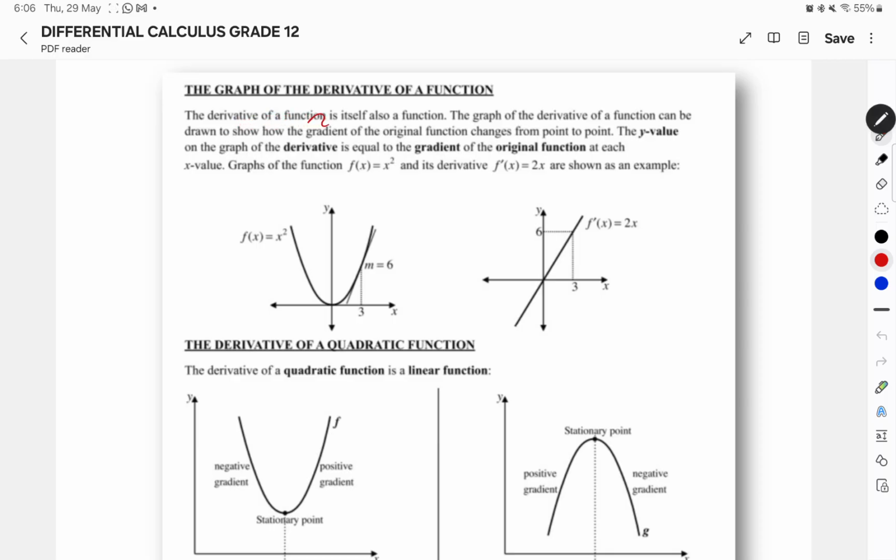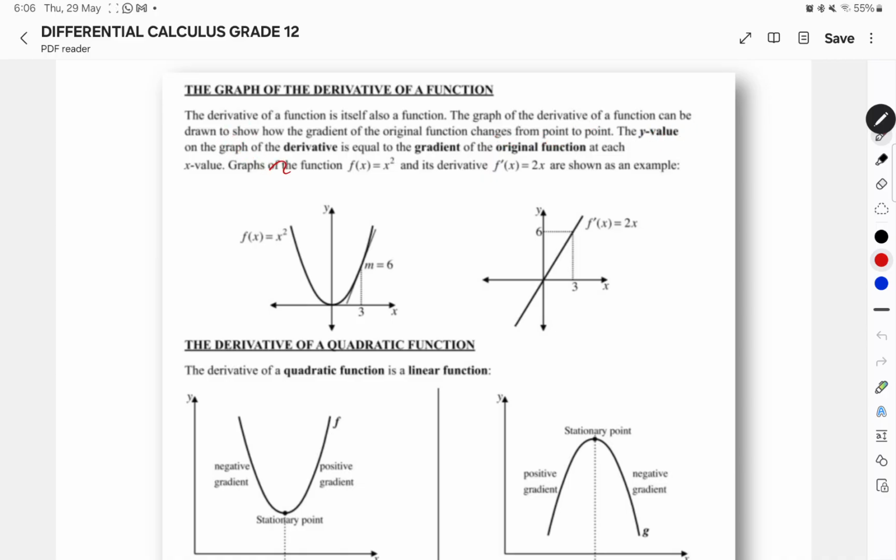It says the derivative of a function is itself also a function. So meaning when we derive a cubic, we form a parabola like I said, and when we derive a parabola, we form a straight line. The graph of the derivative of a function can be drawn to show how the gradient of the original function changes from point to point.